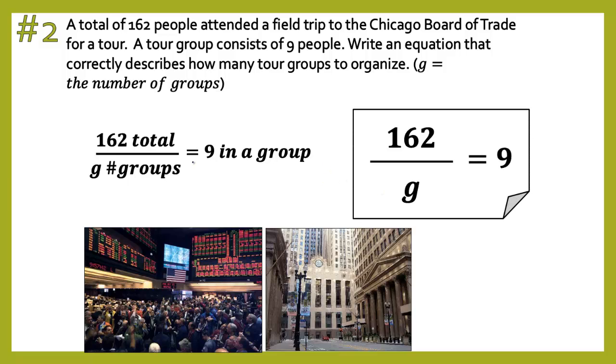That's it. So it's just total number of people, so put people over g for groups equals number in a group. That's kind of the formula you're going to be working with here.